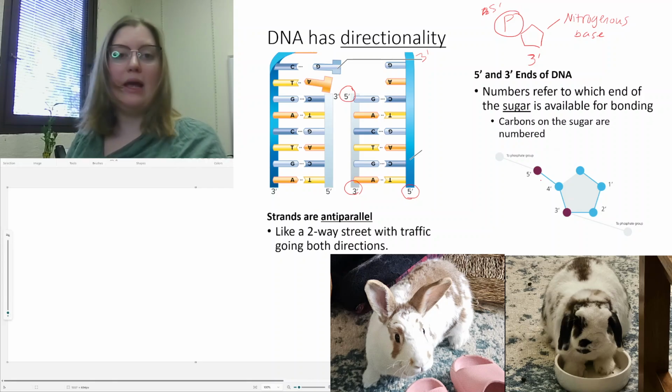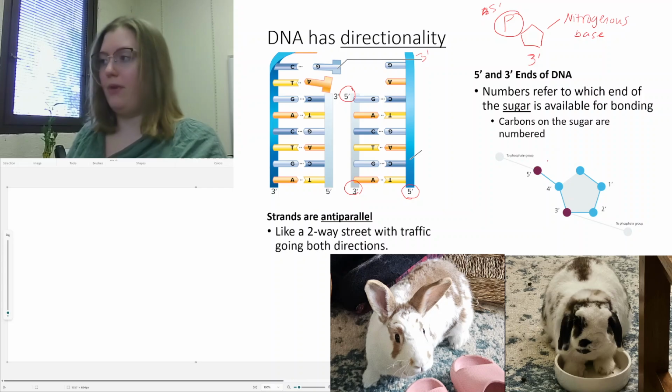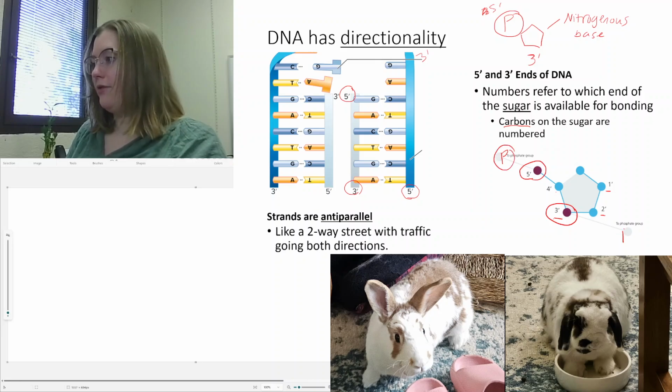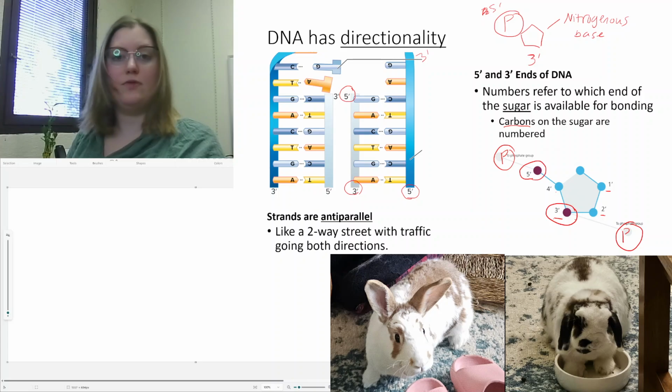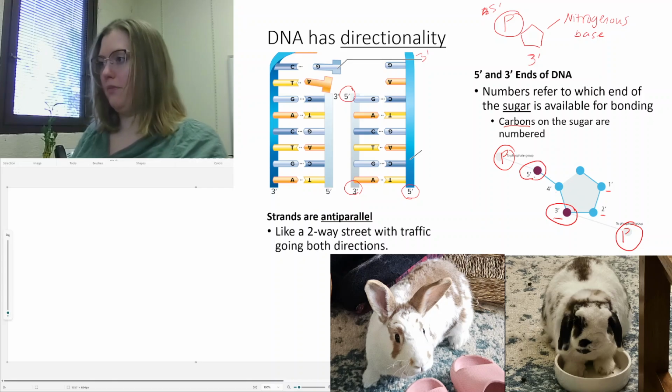So the reason that we have these 5' and 3' ends has to do with carbon counting. So our sugar has these 5 carbons. We have carbon 1, 2, 3, where we have a bond, 4, and 5, where we have a bond. So at the 5' we're going to have a phosphate, and at the 3' we're going to have a phosphate. Okay? And so this makes up our phosphate sugar backbone.